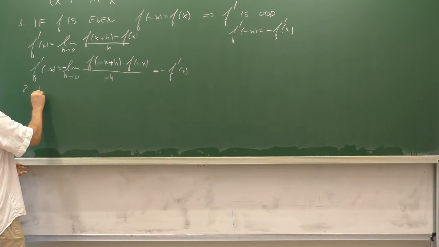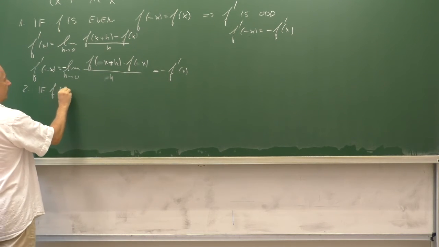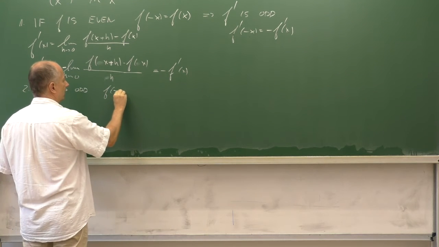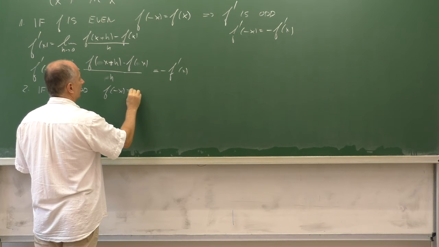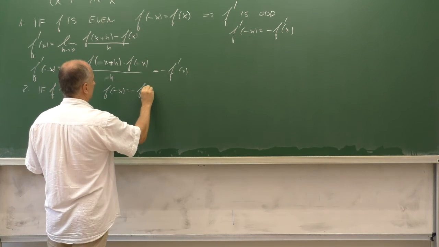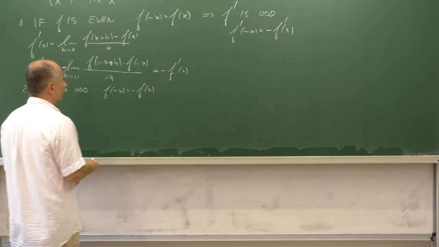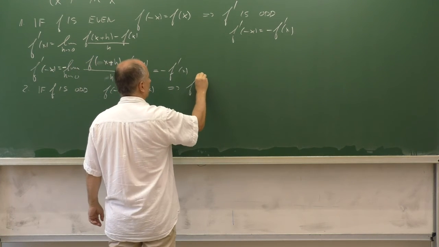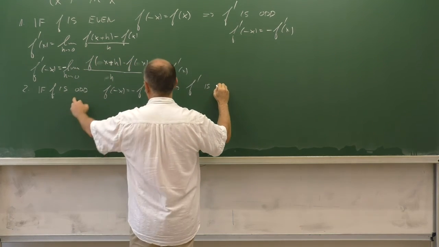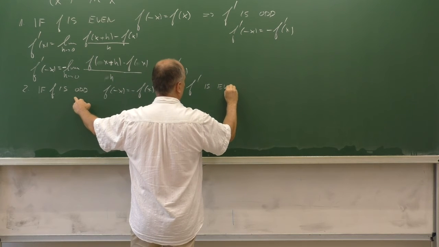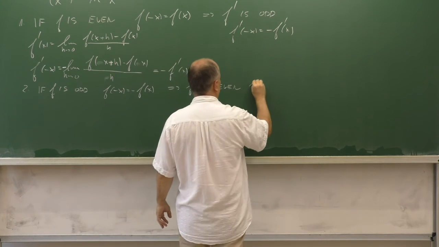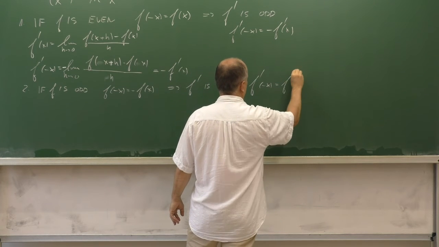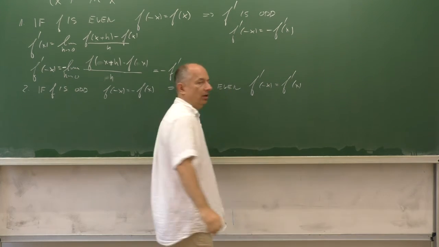And second, if f is odd, that means f at minus x is minus f of x. We want to show that then the derivative is even. That means the derivative of f at minus x is the derivative of f at x with no minus.